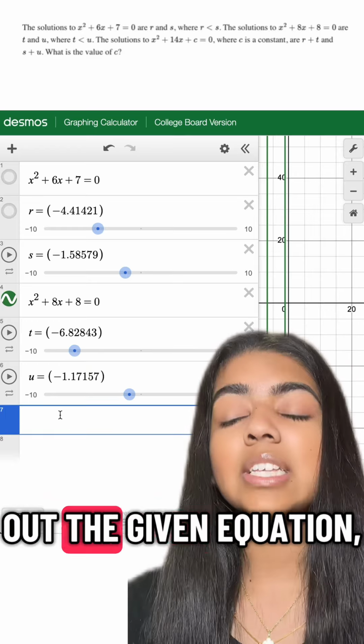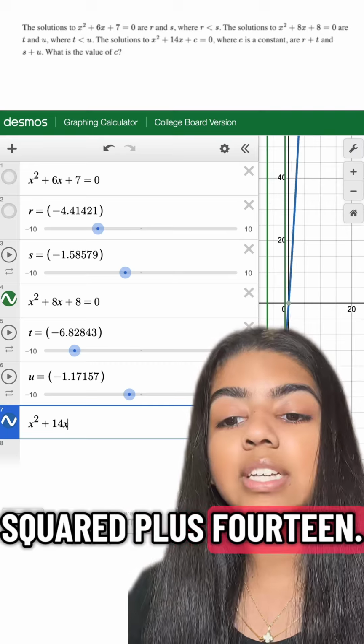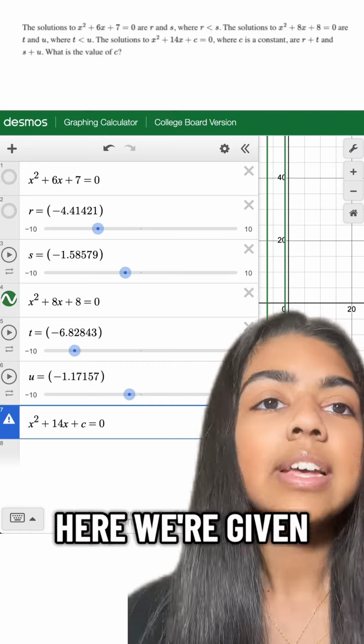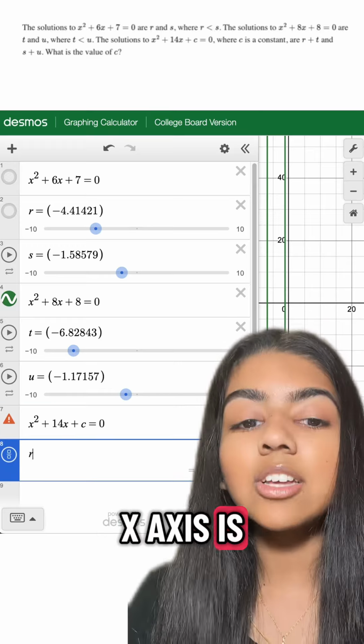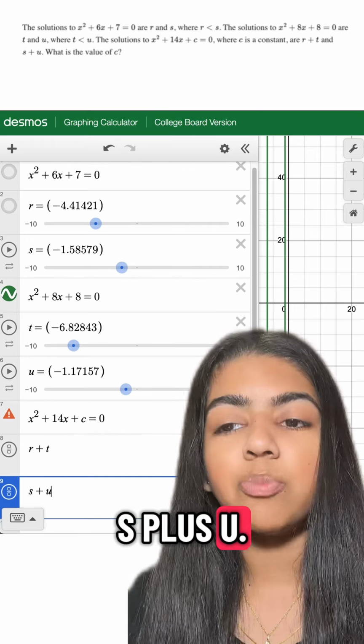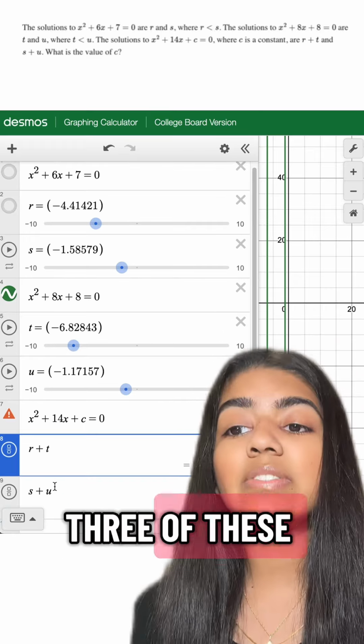Basically, I need to first type out the given equation, which is x squared plus 14x plus c equals 0. Now, here we're given that the solutions, or the places where this thing intersects the x-axis, is at r plus t and at s plus u. But how do I tell Desmos to combine all three of these lines together?